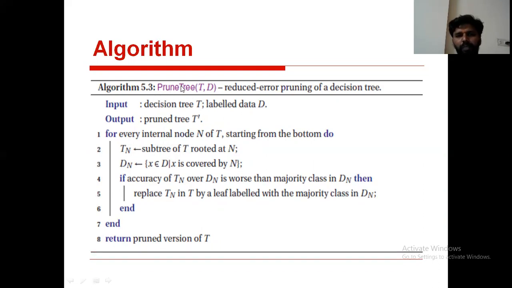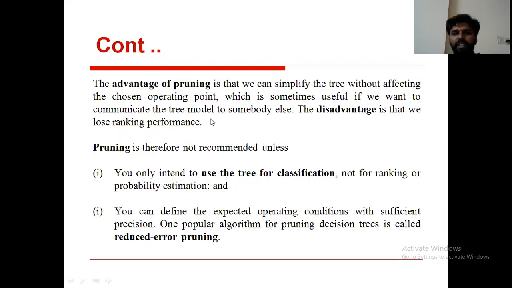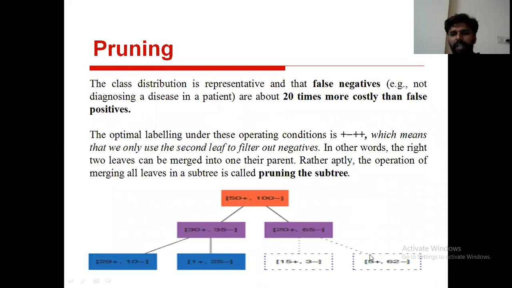For the PruneTree algorithm, we are passing two parameters: decision tree T, where capital T indicates the decision tree, and capital D indicates the data set. This data set is a labeled data set. It is going to perform the pruning operation on the tree. The final outcome is a pruned tree. A pruned tree means like this: these two children are merged into this subtree. Then you will get a pruned tree.